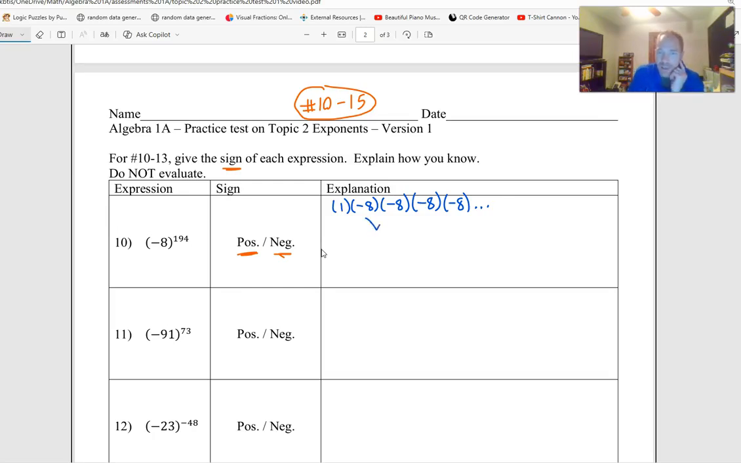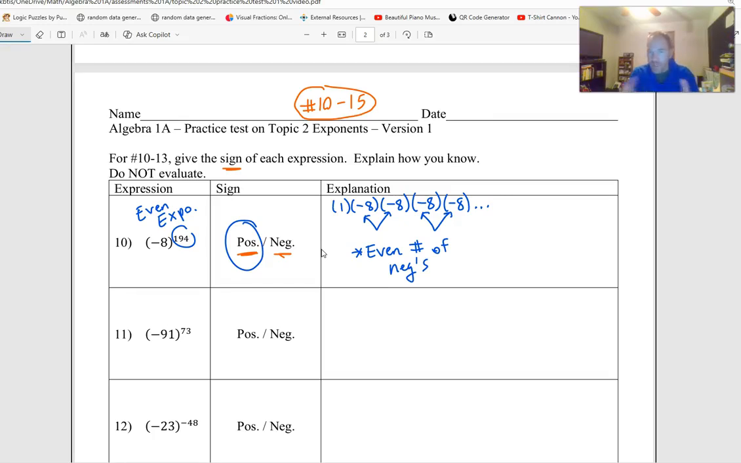But because we know that when we multiply or divide, our negatives come in pairs between what we're multiplying or dividing with and the answer we get, we need an even number of negatives. Well, we have an even exponent. So that means when I write this all out, I will have an even number of negatives. So every negative will have a buddy, and my result will be positive here. You might write it out there: we're going to have an even number of negatives. 194 is even.